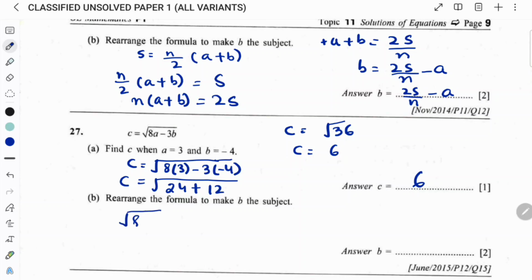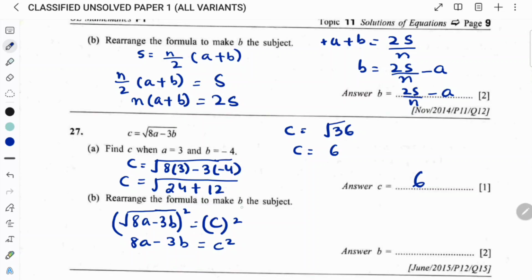So square root of 8a minus 3b is equals to C. It's in the square root. To remove the square root, take the square on both the sides. If the square is there, then take the square root, and if the square root is there, then please square to both the sides. But remember, do whatever you do, you'll have to do it on both the sides. So 8a minus 3b is equals to c square.